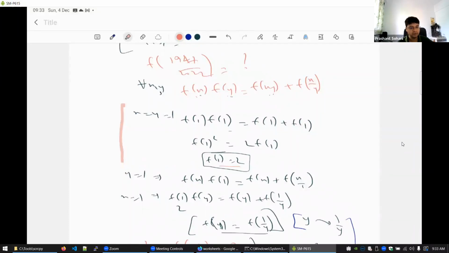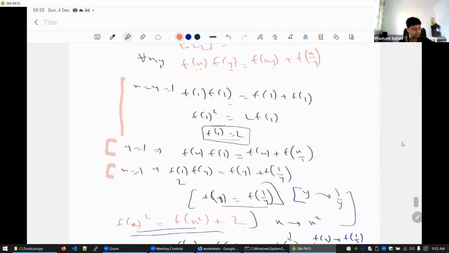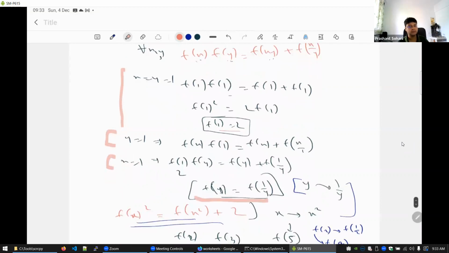So if you put just one of them as one, like y equal to one or x equal to one, you get the equation f of y equals f of one by y. Which means that the reciprocals of values are related to each other, which is very useful because now we can only think of one half of the number line basically. Then another useful idea is just putting x and y equal to each other.